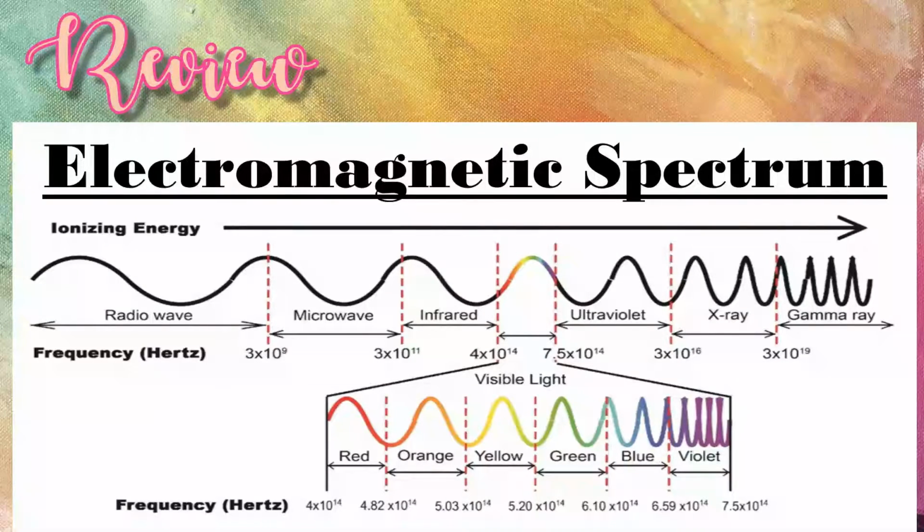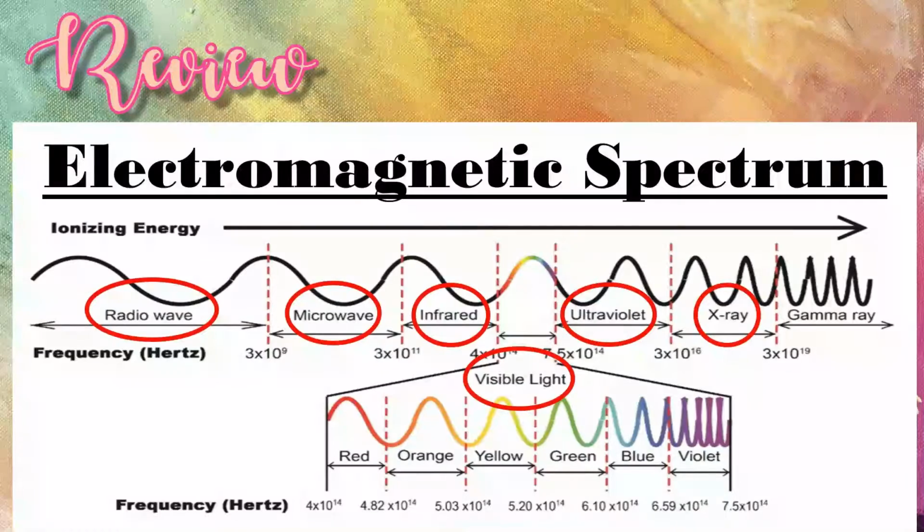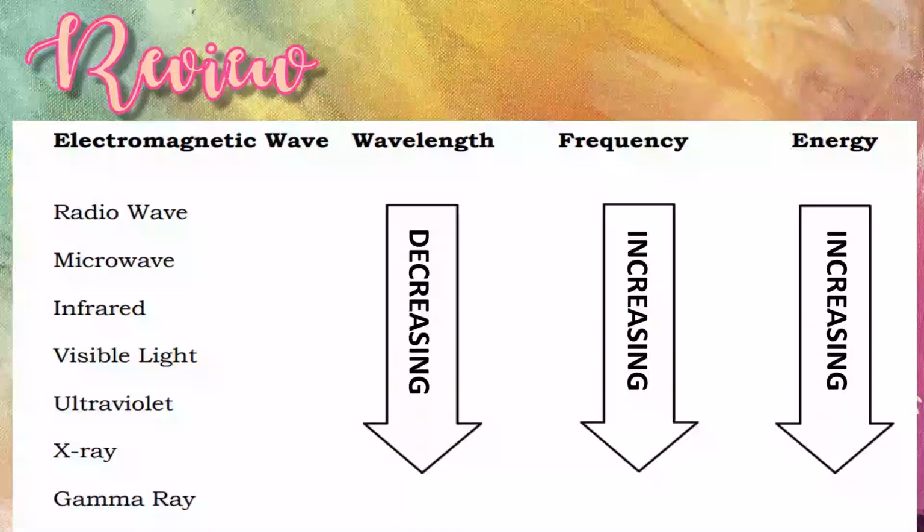Can you still remember the different types of electromagnetic waves? Very good. The different types of EM waves are radio waves, microwaves, infrared, visible light, ultraviolet, X-ray, and gamma ray. They are arranged in decreasing wavelength, increasing frequency, and increasing energy. Again, the types of electromagnetic waves are arranged in decreasing wavelength, increasing frequency, and energy.